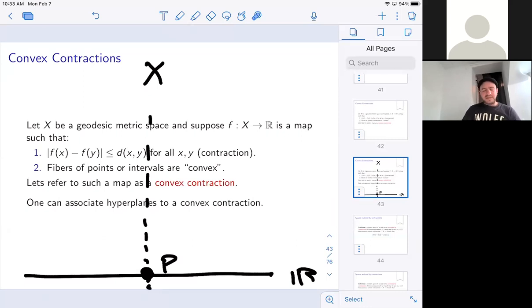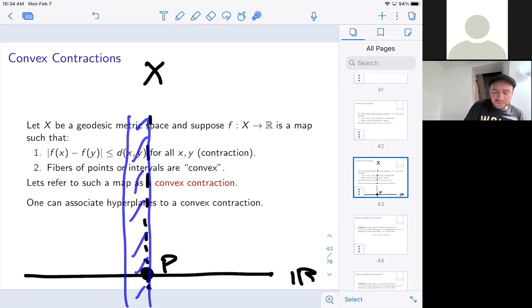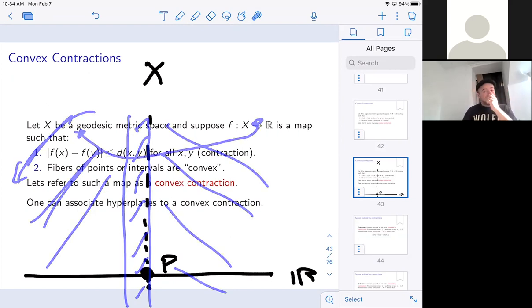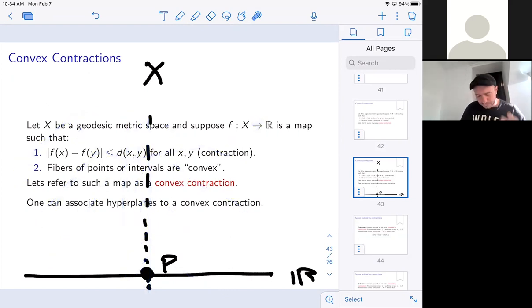So what's the idea? The idea is that anytime you have something like a convex contraction, there are natural hyperplanes associated to it by taking the pre-image of a point, or maybe the pre-image of an interval, if that suits you better. The pre-image of an interval also plays the role of a hyperplane, because again, there is this side and there is this side, and there is no way to go from here to here without crossing the pre-image.